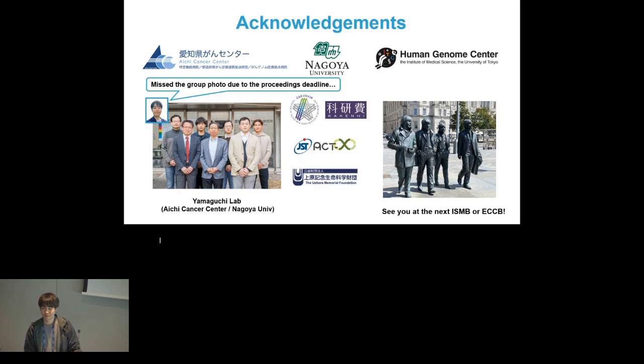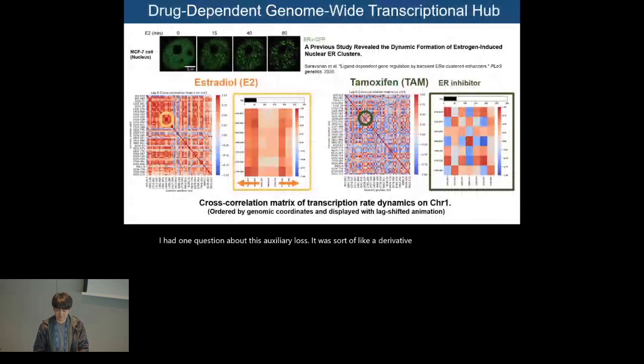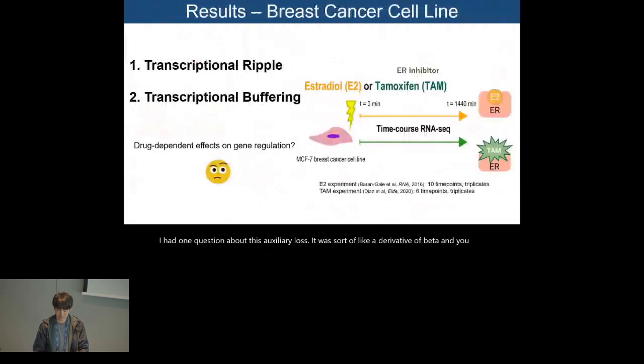I had one question about this auxiliary loss. It was sort of like a derivative of beta, and you said it's sometimes known. Could you say a little bit more about that?